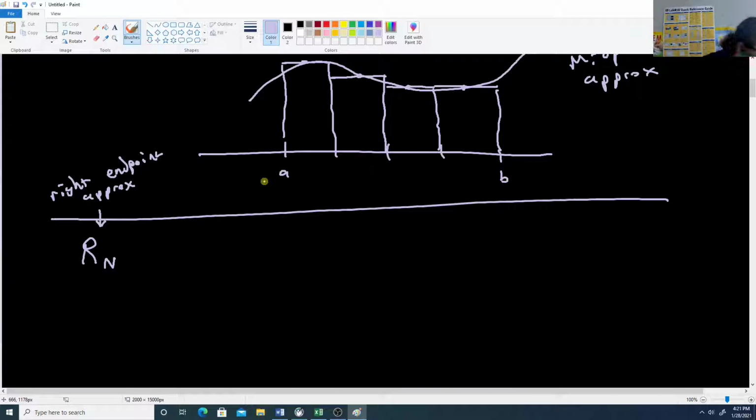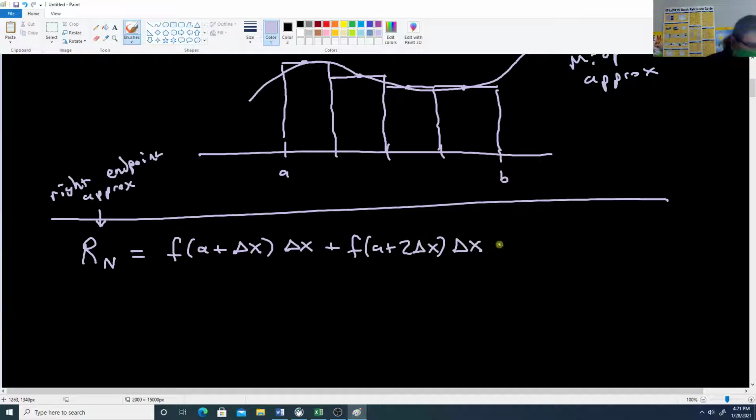So when we do a right endpoint approximation, basically what we get is f of a plus delta x, that'll be the height of the first rectangle. We multiply it by the width of the rectangle, delta x. Plus f of a plus 2 delta x's will be the height of the second rectangle. Multiply it by the width of the second rectangle. Plus so forth and so on until you get to the last rectangle, whose height would be set by a plus n delta x's.